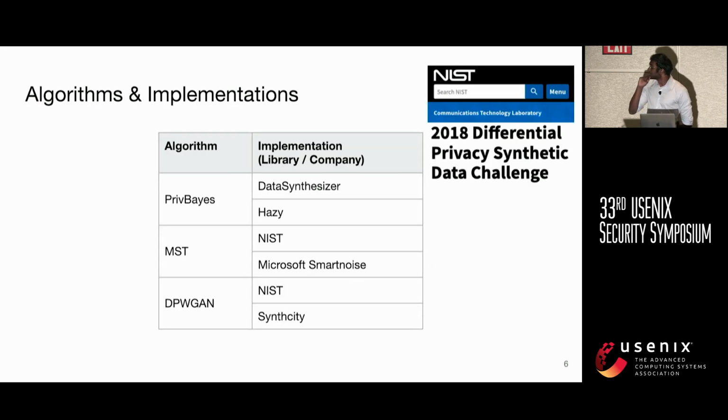Cool. In the context of synthetic data, there have been many different algorithms that satisfy DP. We focused on three main DP synthetic data algorithms in our work. The first is PrivBayes, the second one is MST, and the last one is DPWGAN. All of these three algorithms appeared in the 2018 Differential Privacy Synthetic Data Challenge competition, which was run by NIST five or six years ago now. So that's also very popular. The reason why we chose them is because they're very popular and they have been re-implemented by both open source libraries and companies such as Microsoft. So a lot of people are using these algorithms and implementations in practice.